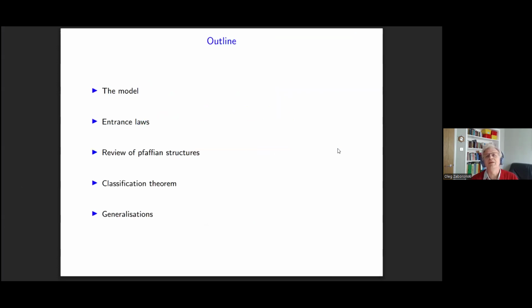Okay, so here's the plan. I will discuss a family of models for coalescence and annihilation. Then I will define what I mean by an entrance law. I will review the duality structures for the class of models I introduced, and then I will show how to use the duality structures to find all extreme points of the set of entrance laws.